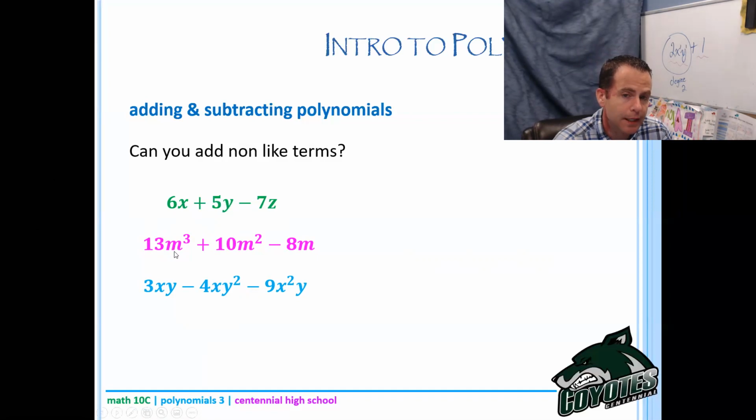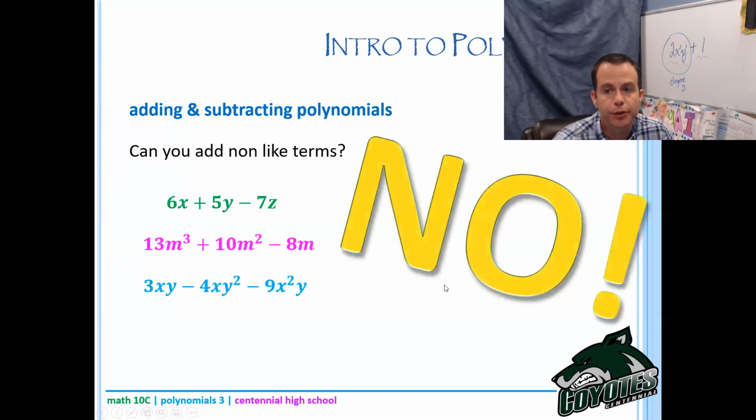Now take a look at this pink guy. This is m to the 3 and this is m squared. Those are not like. Okay, they'd have to have the exact same exponent in order to be put together. So that is a resounding no.